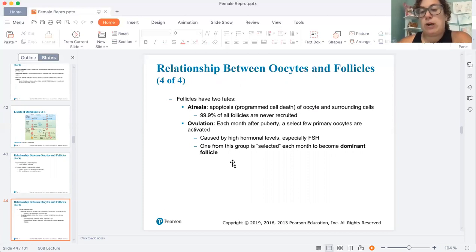And then follicles, they have 2 steps. Only one gets selected per month to ovulate, and the rest go through apoptosis or atresia, which is a programmed cell death. And that's because we don't have babies in litters.